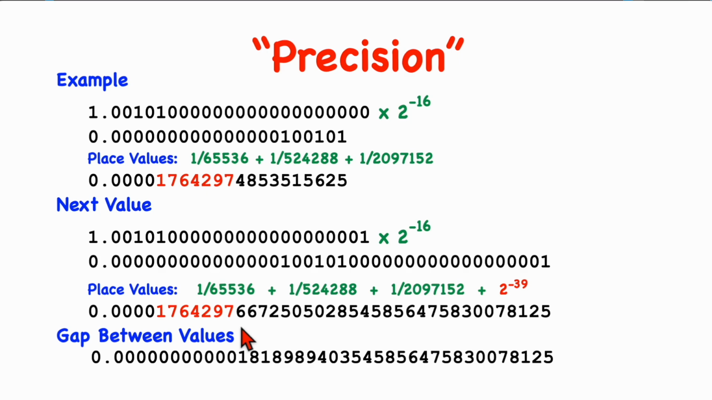So again, we say that with floating point numbers, we have about 7 decimal places of precision. And with double precision floating point numbers, we have about 16 decimal places of precision. So 16 decimal digits of precision with double precision floating point, and 7 places of precision with single precision floating point.